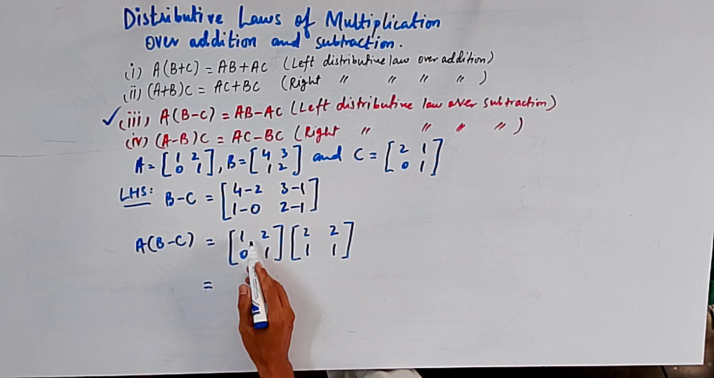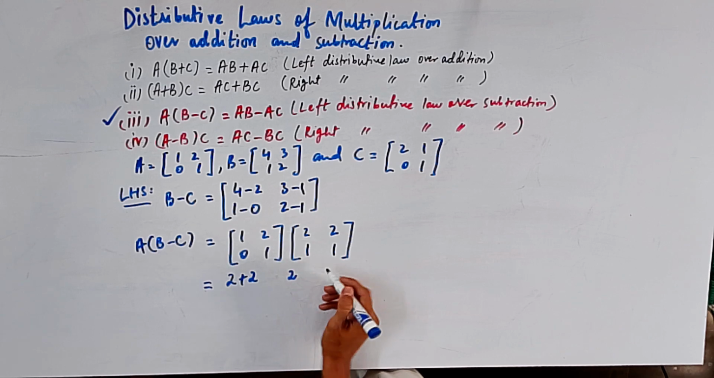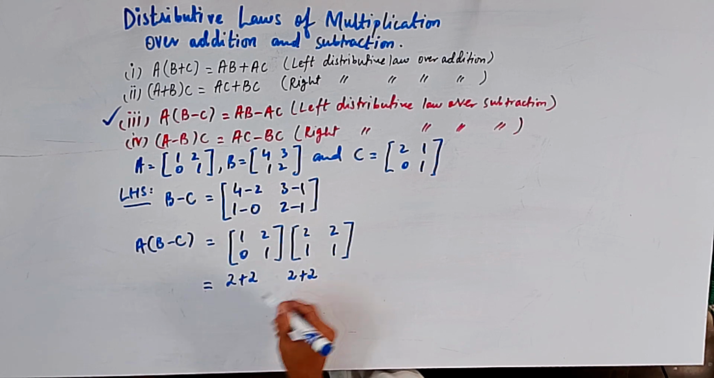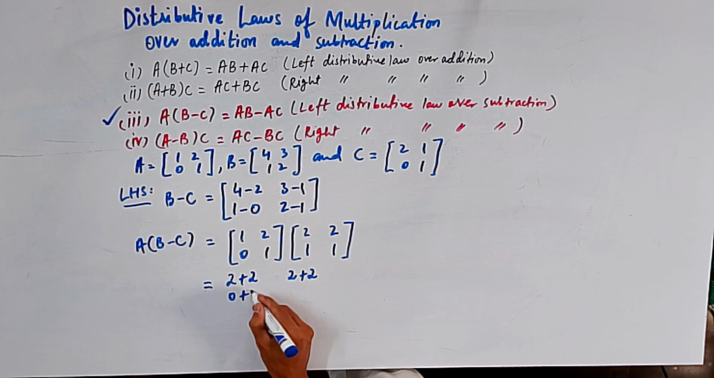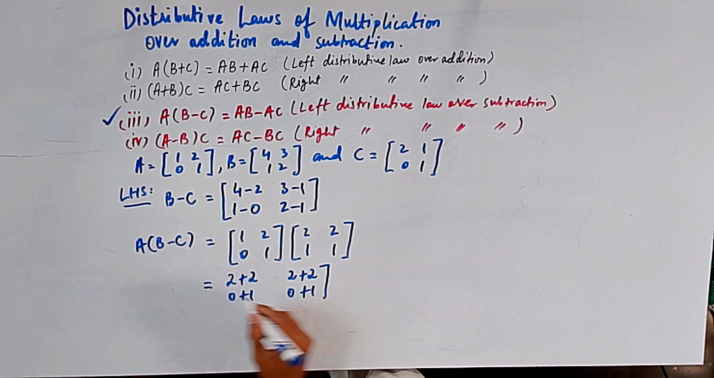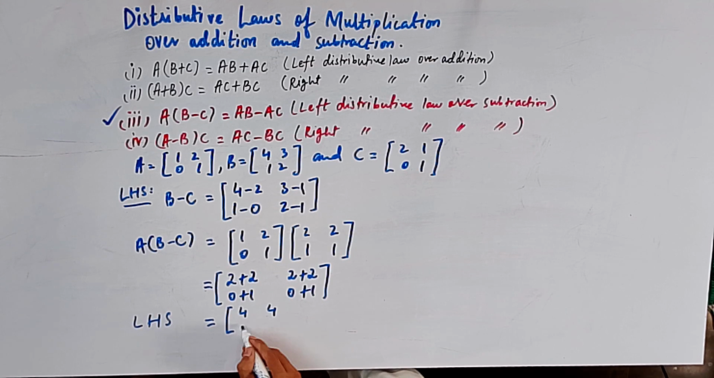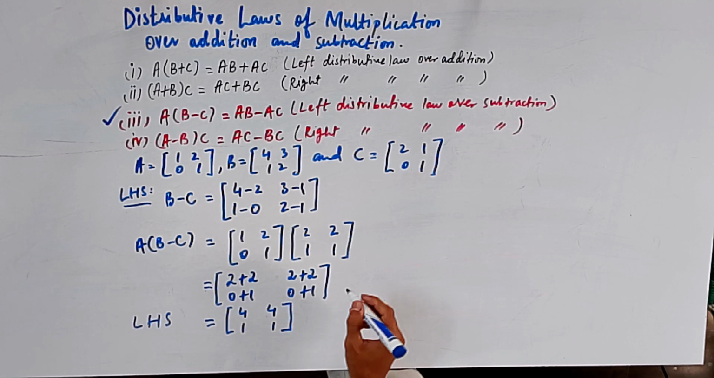Now let's do the multiplication of it that you already know how to do. So let's quickly do it. 1 2s are 2, 2 1s are 2, 1 2s are 2, 2 1s are 2, 0 2s are 0, 1 1s are 1, 0 2s are 0, 1 1s are 1. So left hand side, which is A(B minus C), is equal to [4 4; 1 1]. So this is our left hand side of this particular question.